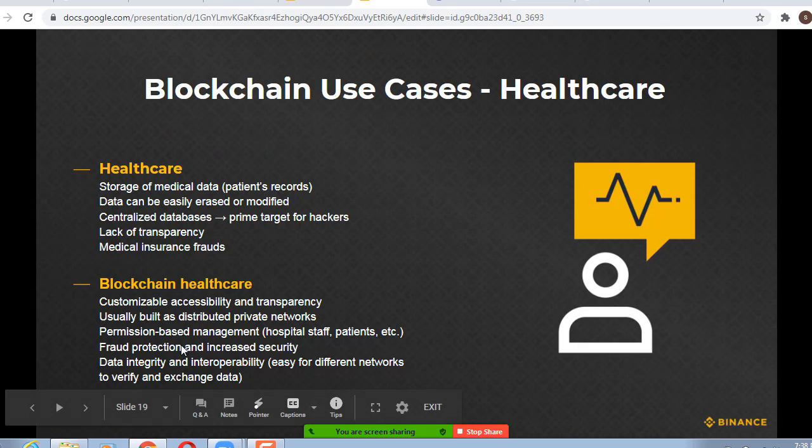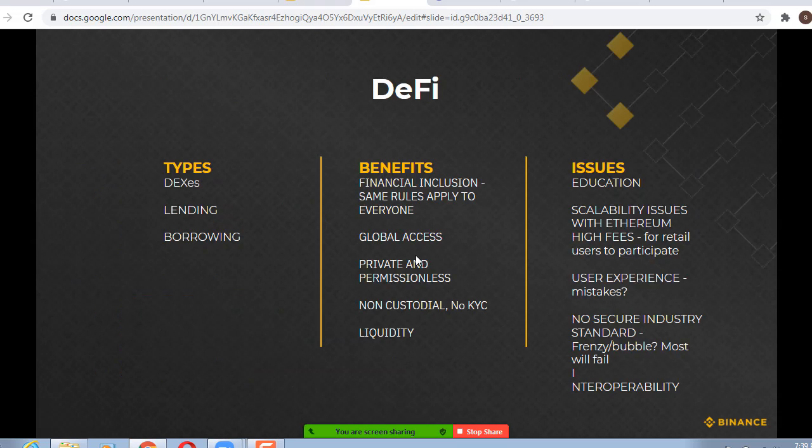You can also quickly access a patient's data. And the blockchain healthcare system makes everything easy and simple. It makes life simple and easy when comparing it to the traditional healthcare system. So you have to take note of that as well.